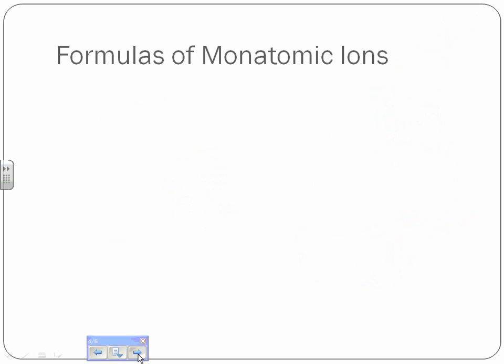And so if we look at the formula of monatomic ions, this is one of those things that you need to be able to do in chemistry. And if it's monatomic, that word right there means one atom.